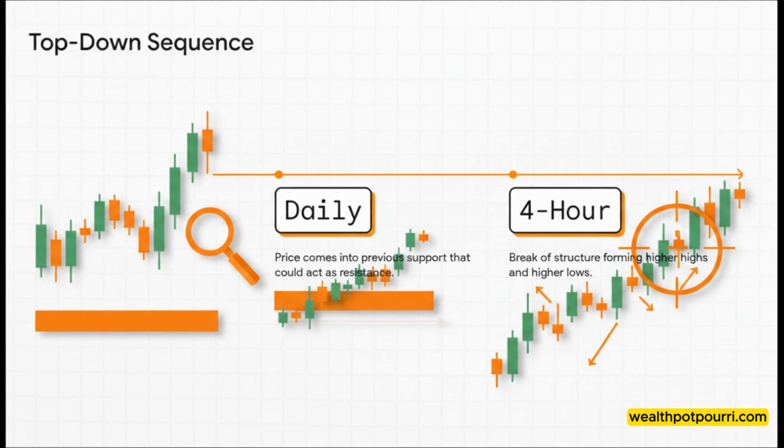Okay, great. Then you zoom into the daily chart, confirming that the price is indeed reacting to that previous support area. Finally, you drop down to the 4-hour chart and you look for a break of structure. The market's shifting from making lower lows to suddenly forming higher highs and higher lows. This multi-timeframe synchronization, that is the ultimate secret to institutional success.